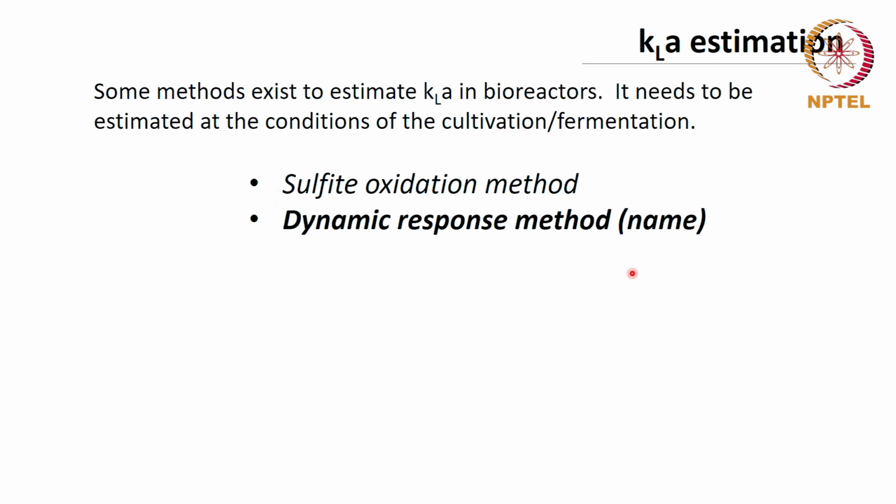There are two broad methods: sulfide oxidation method, dynamic response method. What I'm going to call as dynamic response method here is a certain method. This name has been used in different ways in different textbooks. Okay? So please be a little careful when you come across this term. Dynamic response method might refer to a slightly different method in some other textbooks. So let me call it dynamic response method.